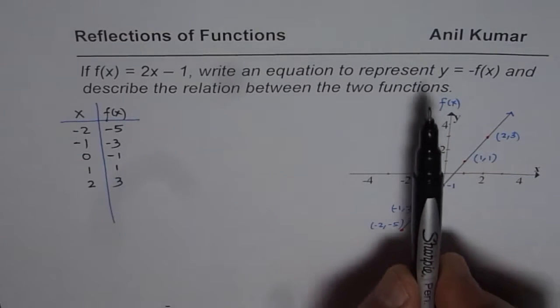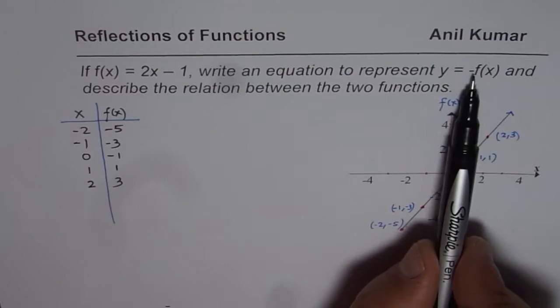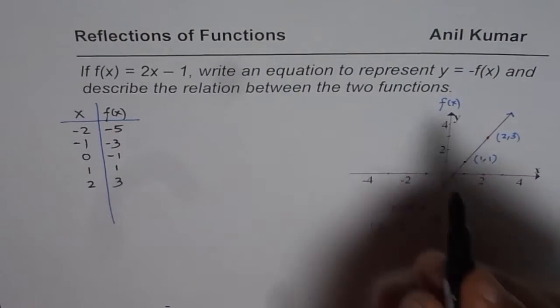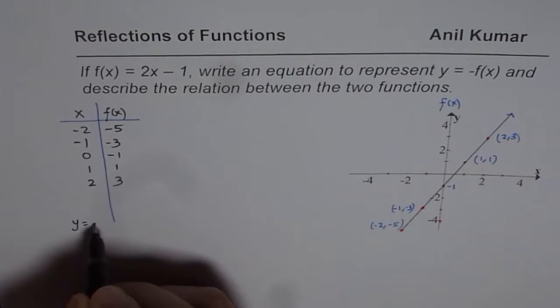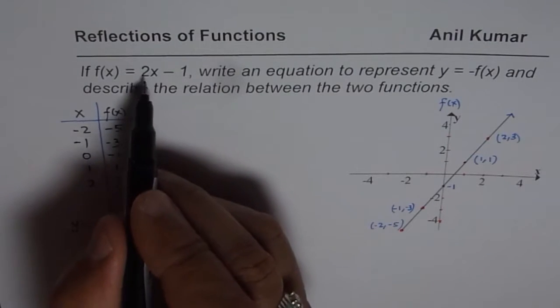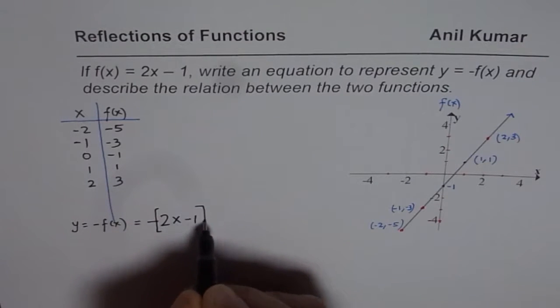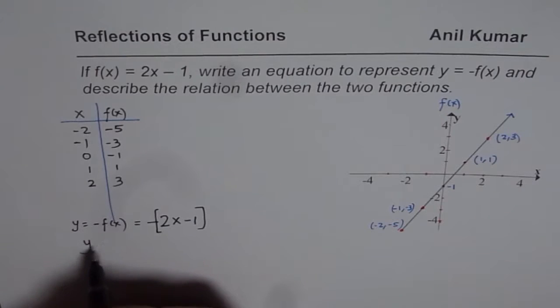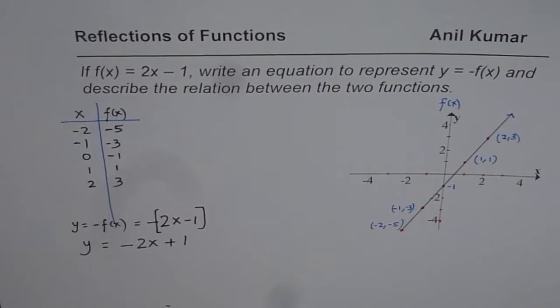Now, when y is minus f of x, it means what? Let me rewrite this equation here. So we'll say y equals minus f of x. Now f of x is given to us as 2x minus 1, so I could write minus of, within brackets, 2x minus 1. When you open the bracket, you get y equals minus 2x plus 1. Is it okay? So that is minus f of x.